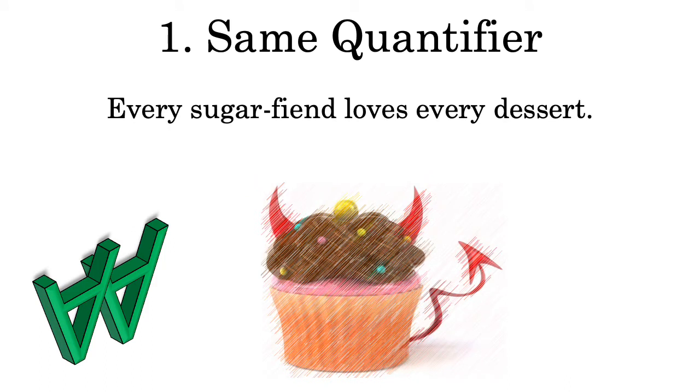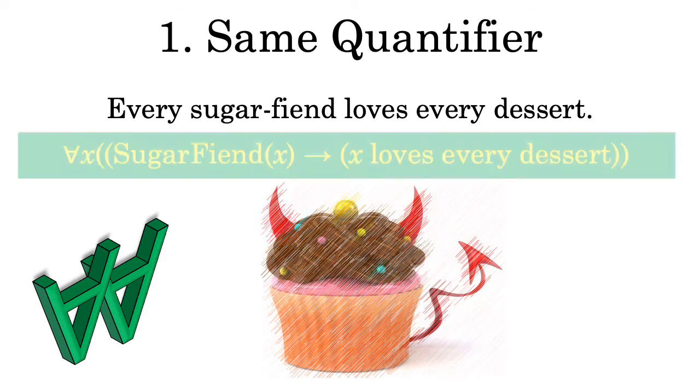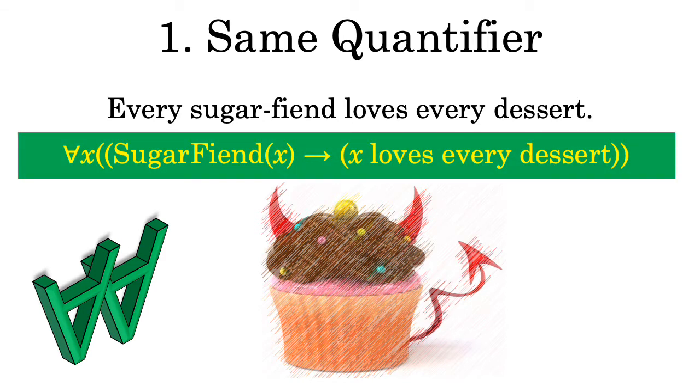Okay, so let's start with a case where we have multiple universal quantifiers. I don't know why I came up with this example, but this is the one we're using. Every sugar fiend loves every dessert. So how do we go about translating this? I suggest we break this up into a series of smaller tasks.